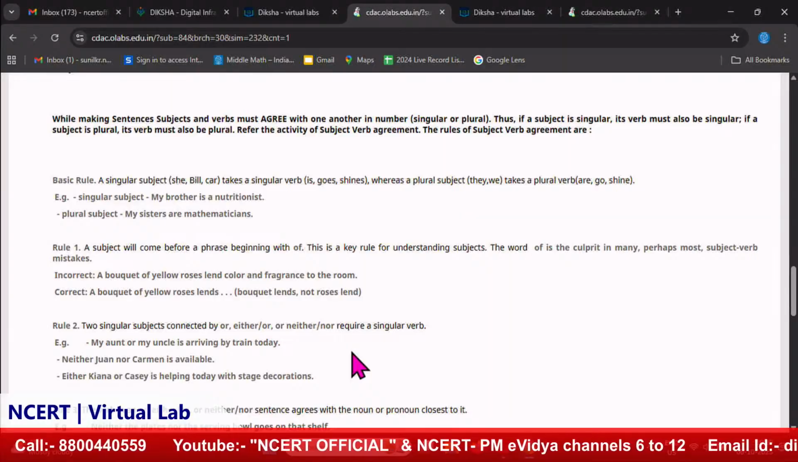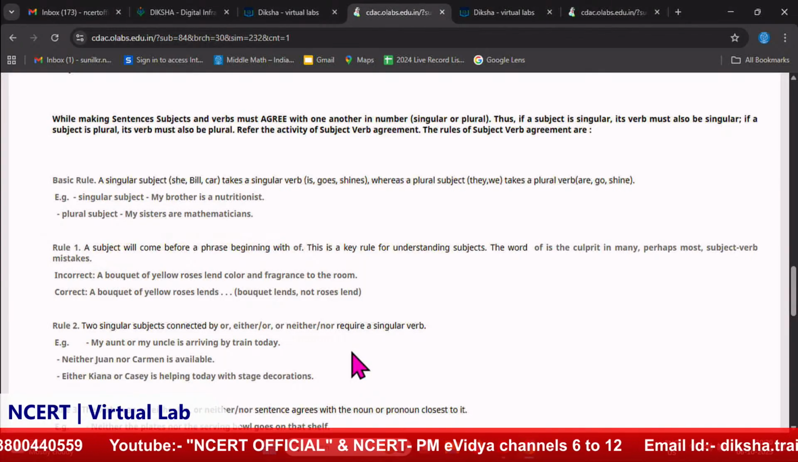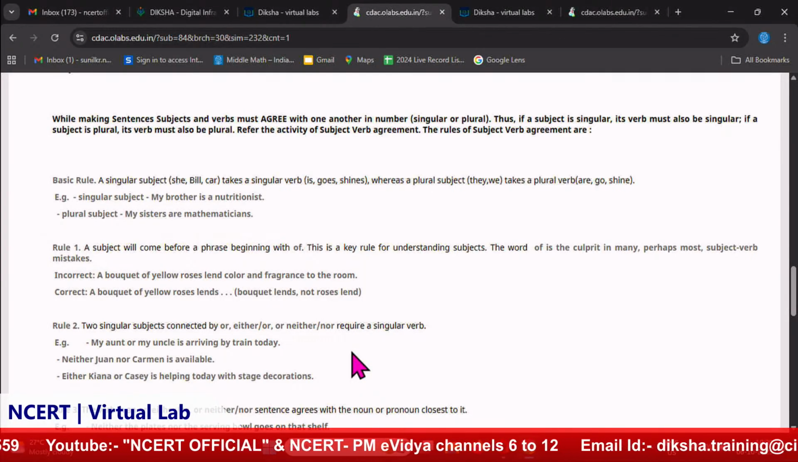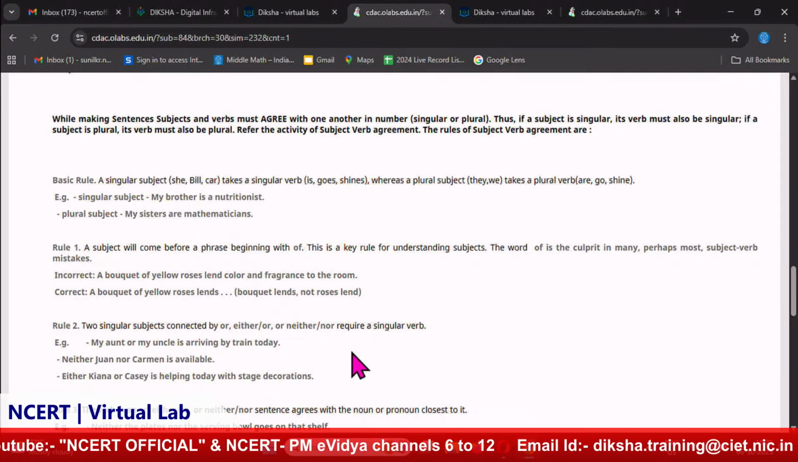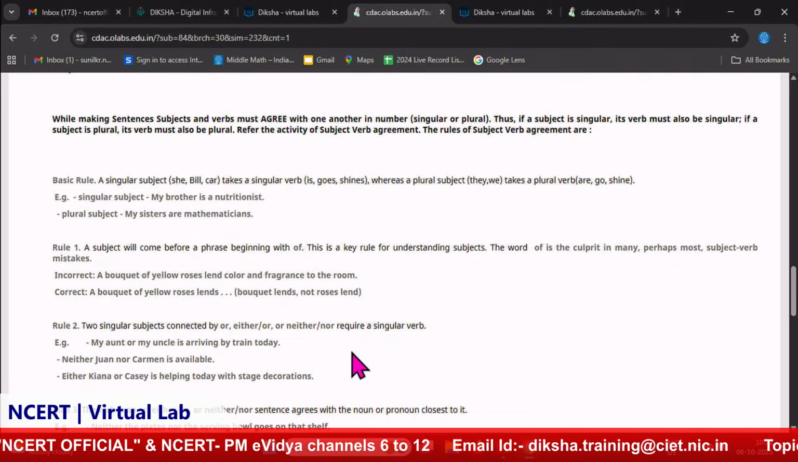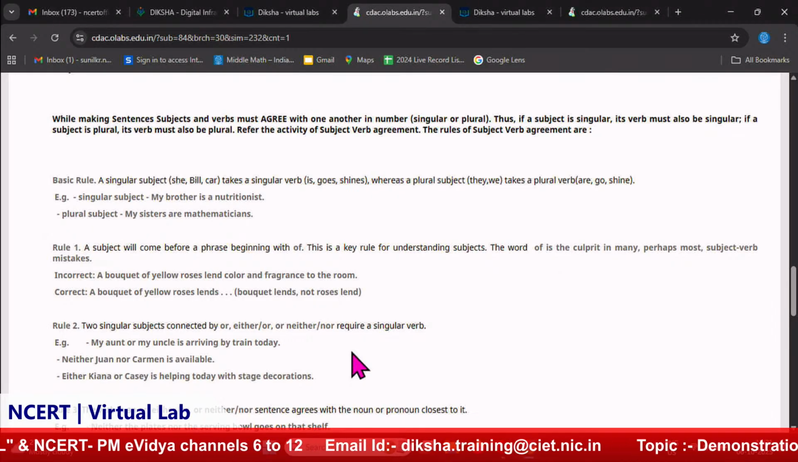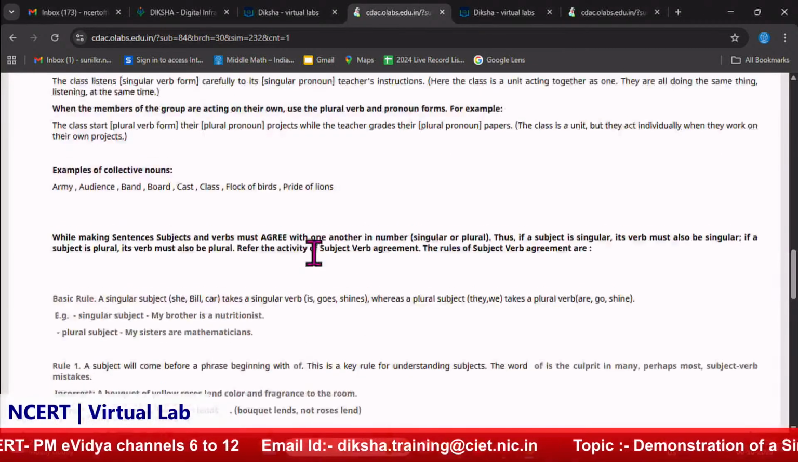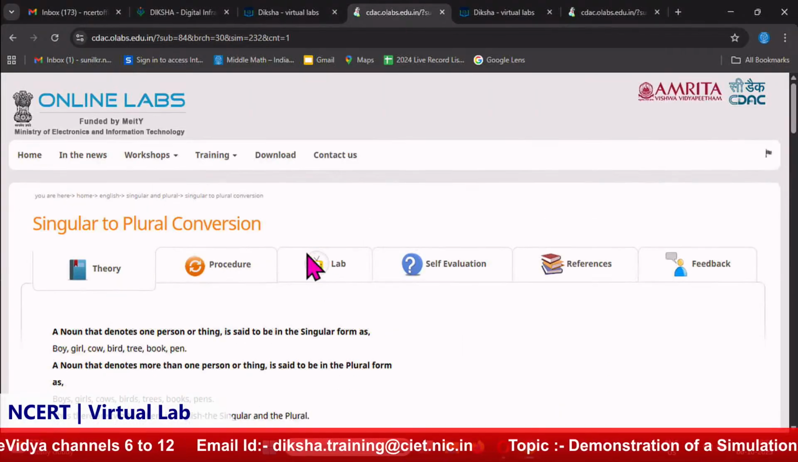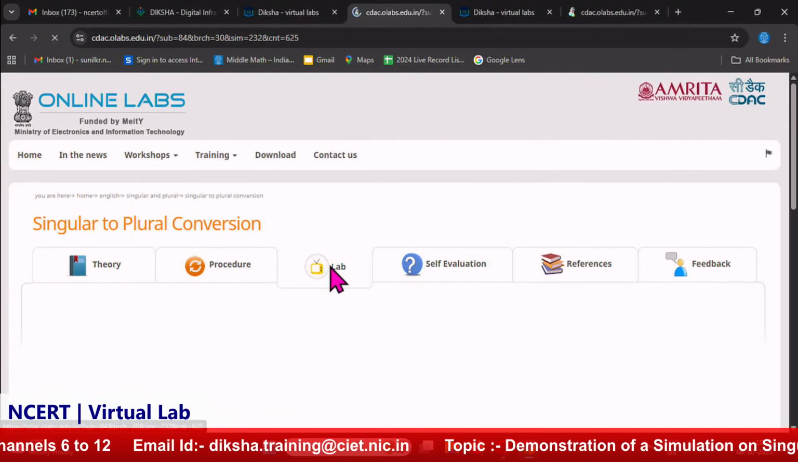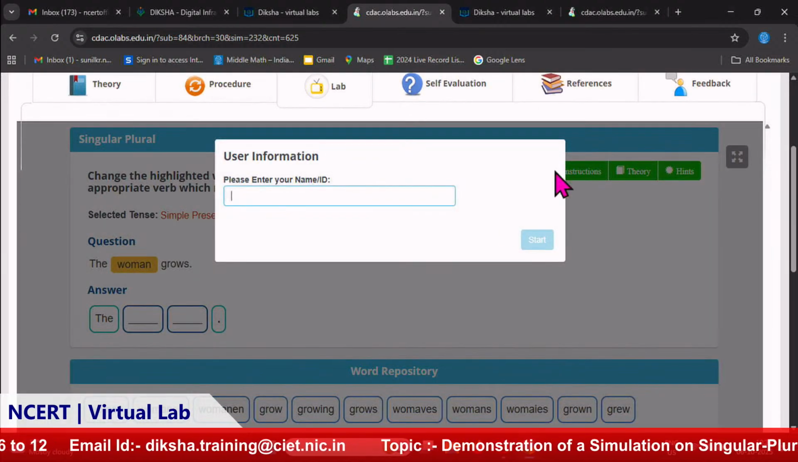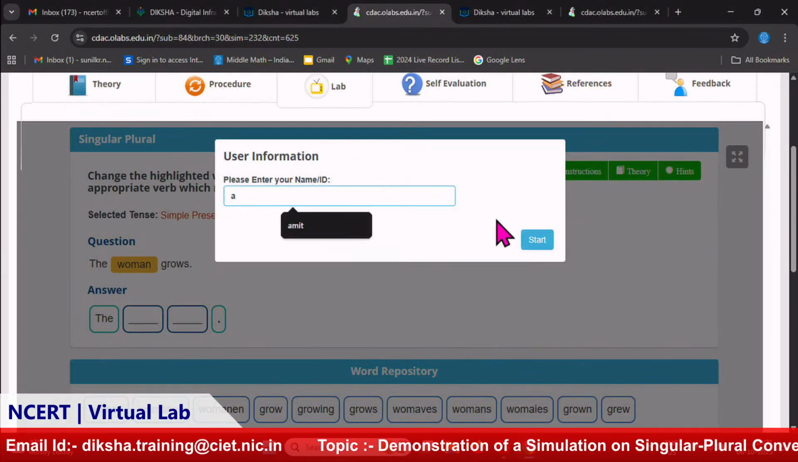So, for example, let us do some basic ones. My sister is a mathematician, my sisters are mathematicians. So, once it is plural, the verb will also take the plural form. Okay. Good. You can read the rest of this on your own. Let us get to the lab over here. So, this is what the lab looks like. You put your name in it and start.